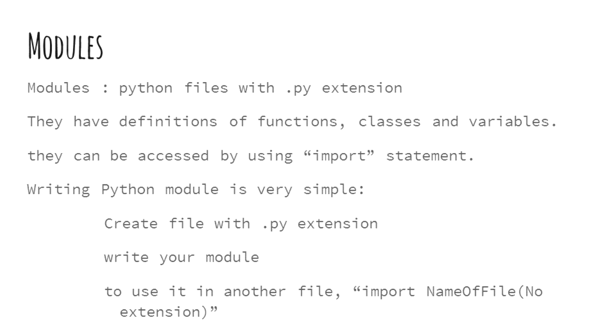First, create the file with a .py extension. Second, write your module. Third, now to access the module in another program, all you need to do is use the import command with the file name of the module without the extension. Let's see all these happening.